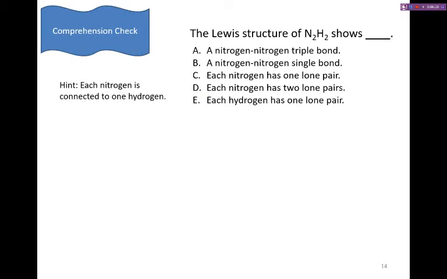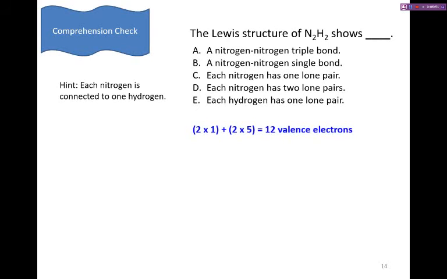All right, try one more. Pause the video and try this one on your own. Welcome back. So this question is asking about the types of bonding and the lone pairs within the Lewis structure. You're given a hint that each nitrogen is connected to 1 hydrogen.